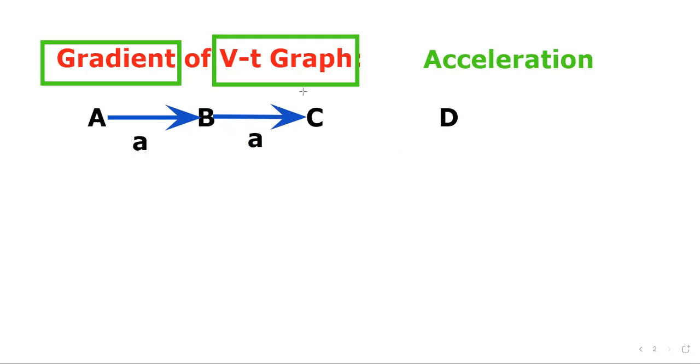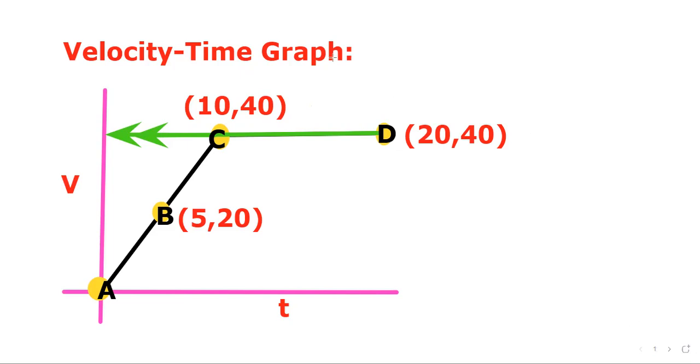And from C to D, okay, let's look at the C to D. Okay, from C to D, as you see, the time is 10 and time is 20. There is a change in time. But look at the velocity. Here is 40 and here is 40 as well. So there is no change in velocity. No change in velocity means no acceleration.